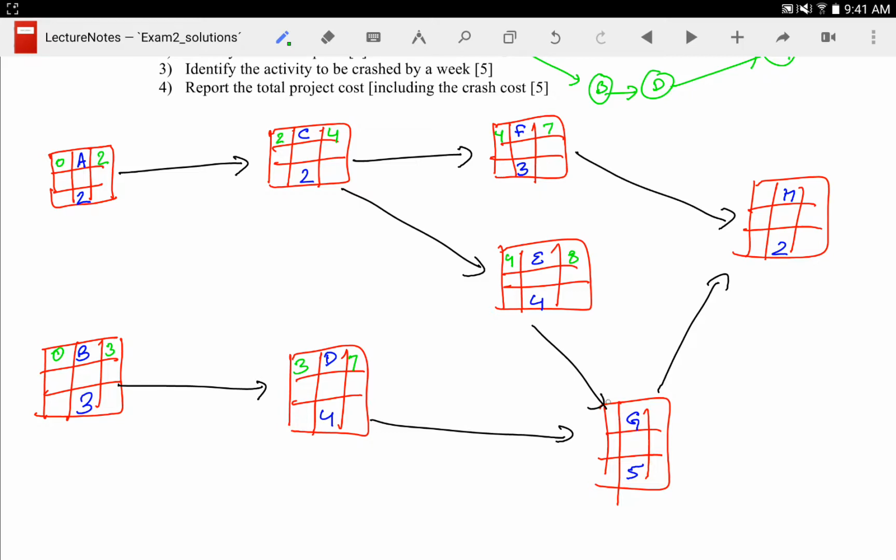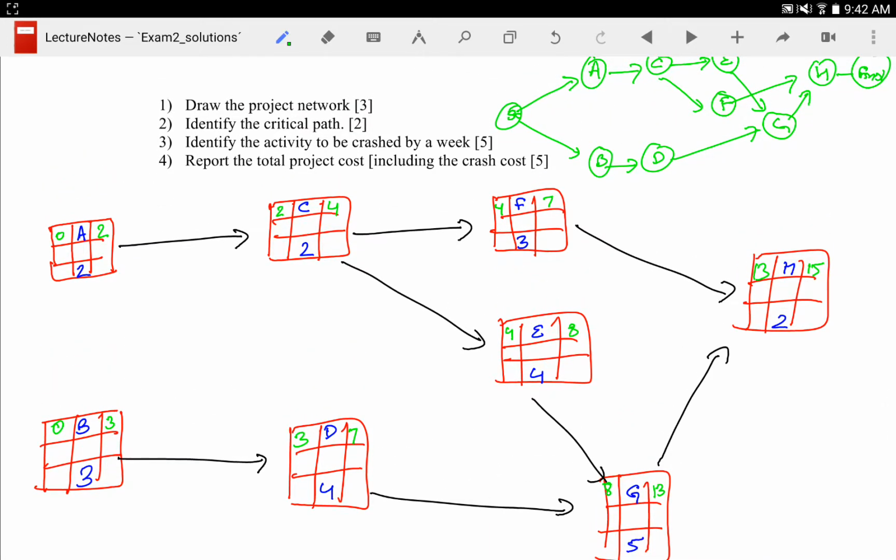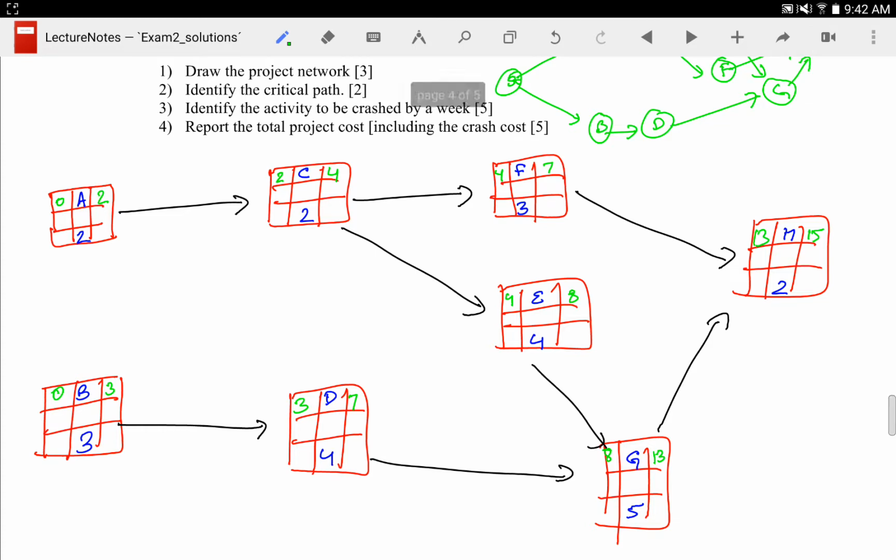G has two predecessors, so we have to take the maximum of 8 and 7, so 8 plus 5 is 13. H has two predecessors, F and G, so we have to take the maximum of 7 and 13, so 13 plus 2 is 15. Or you can do the backward pass, but to answer the first question we have, we can't answer that yet. So now let's do the backward pass.